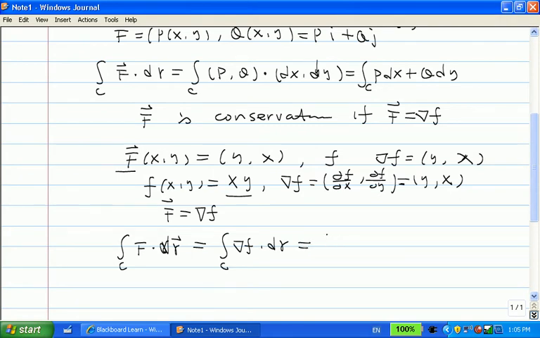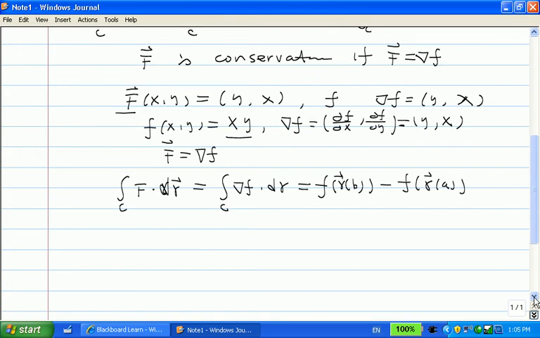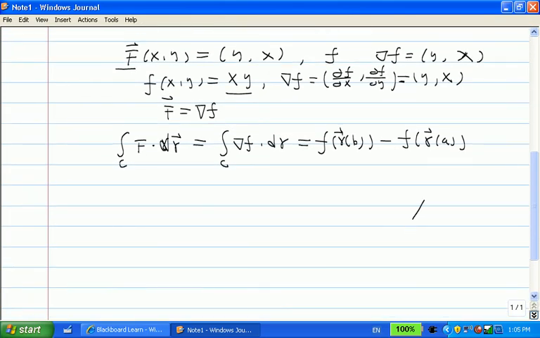This line integral can be given by f(r(b)) minus f(r(a)). In other words, this point is r(a), this point is r(b), and this curve is r(t). So this is C.